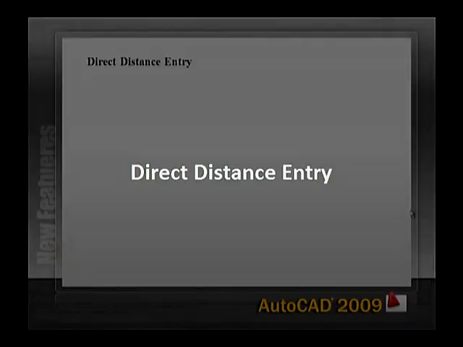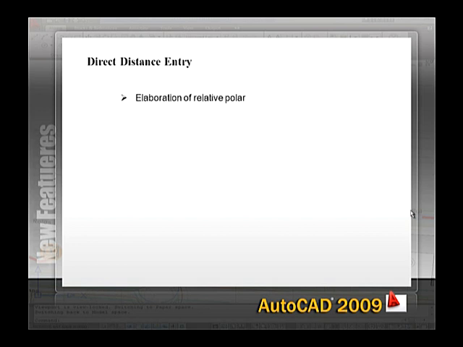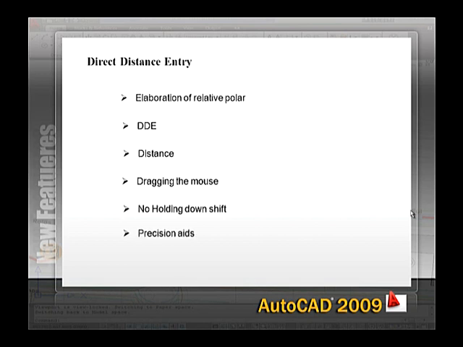Direct distance entry. An elaboration of relative polar coordinates is called direct distance entry, or DDE. When using DDE, you only enter the distance. Specify the angle by dragging the mouse pointer on the screen. Not much hunting and pecking, and no holding down the Shift key. Note, if you're simply dragging the mouse pointer without using the precision aids that AutoCAD provides, then the precision of the drawing will be less. So in order to avoid it, we're going to use the ortho mode.